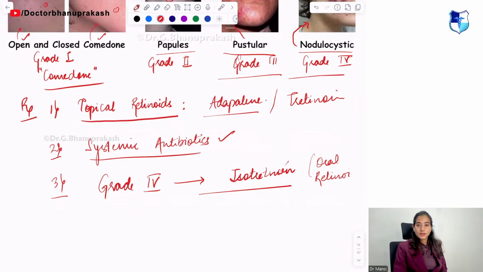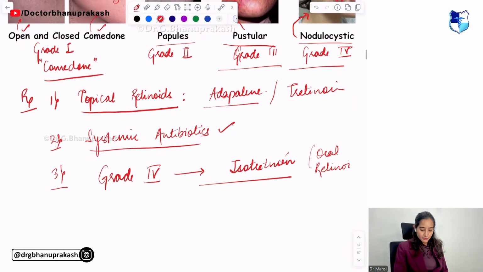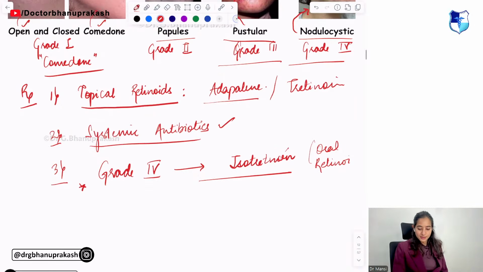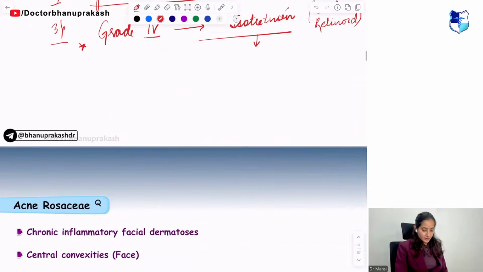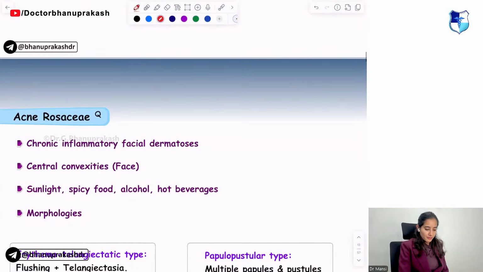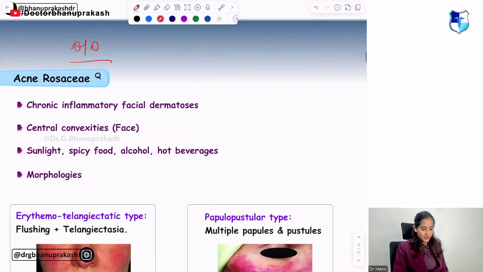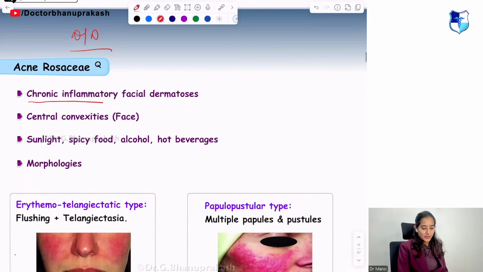That is about the treatment. Anyone who didn't understand, please take this, consider this. This is important. Okay, isotretinoin cannot be given during pregnancy. And you have to do the DD, differential diagnosis with acne rosacea, and it is chronic inflammatory facial dermatosis.